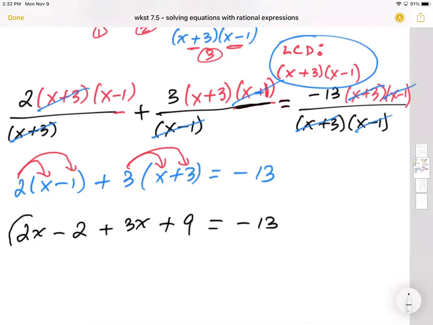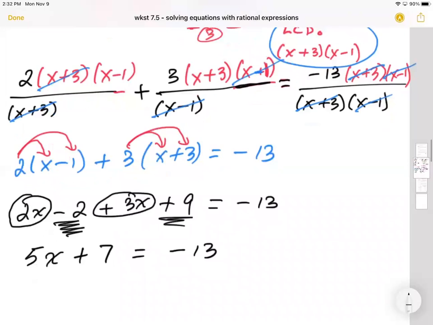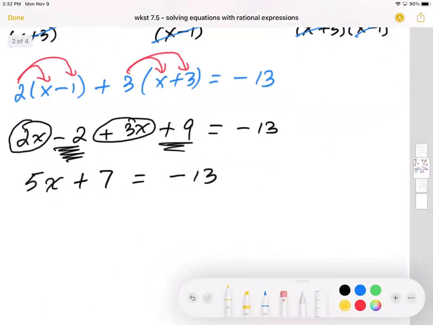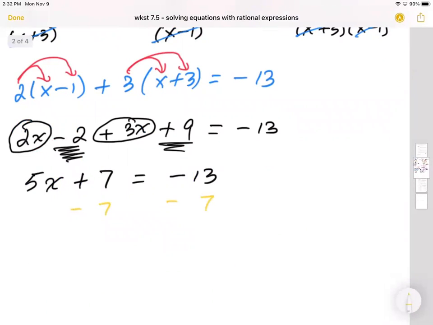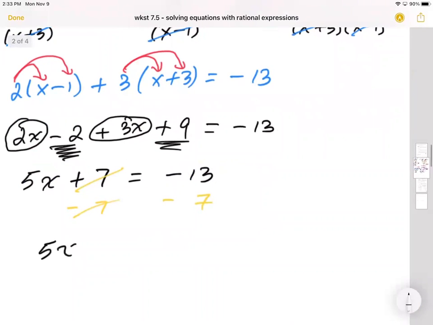Because they're on the same side, I need to combine like terms. 2 plus 3 gives me 5x. A negative 2 and a positive 9 give me a positive 7, equal to negative 13. Now how do I get rid of the 7? To get rid of the 7, I need to subtract. Even though I say subtract, they have the same sign, so we add and keep the sign.